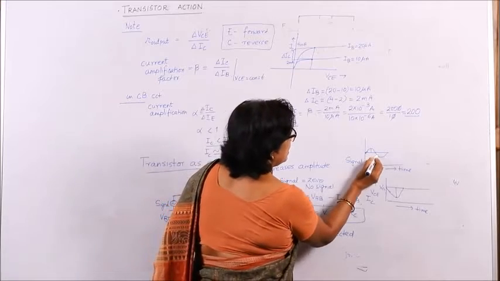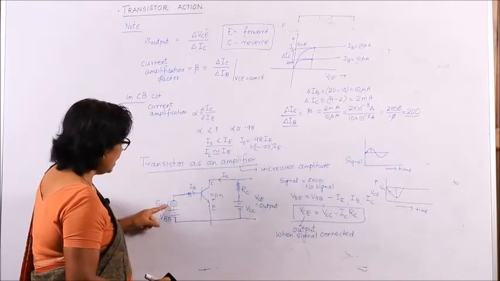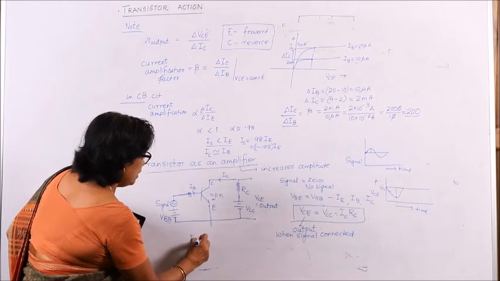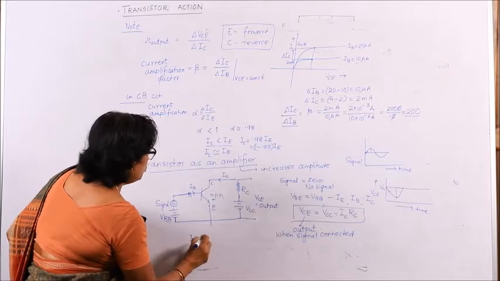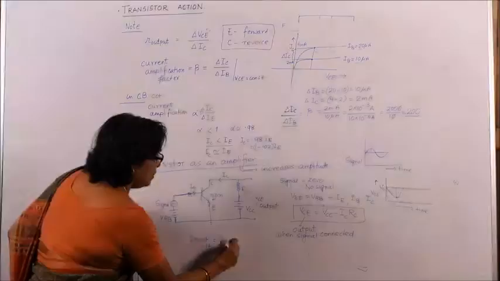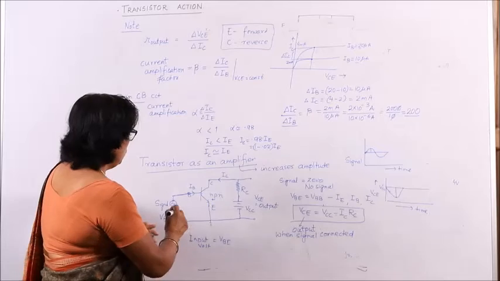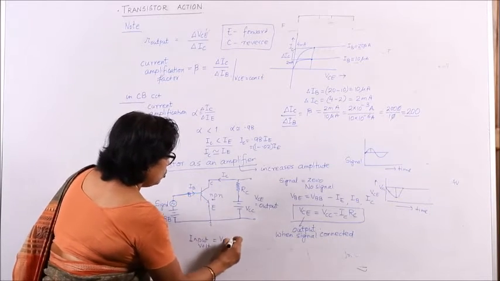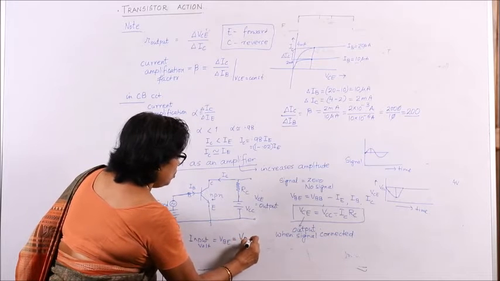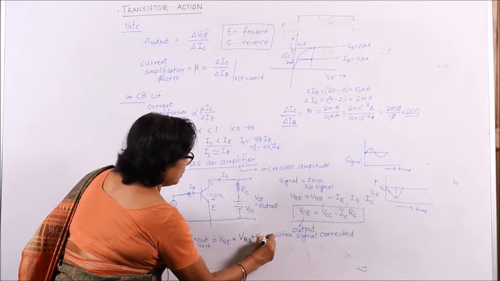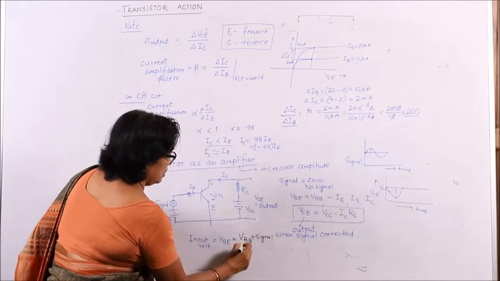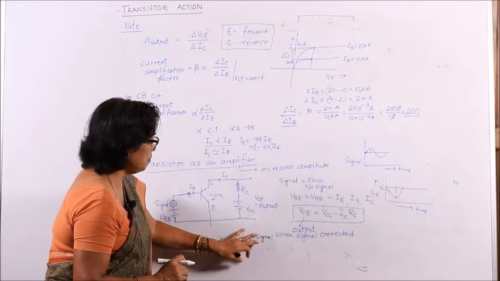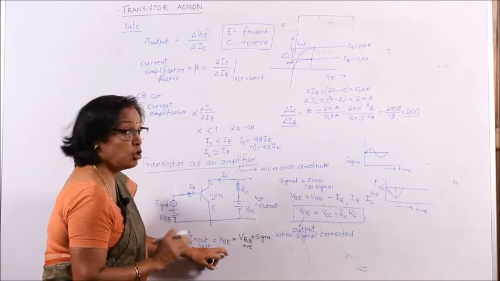Then when the signal goes negative, the input voltage is the voltage between base and emitter, which is equal to VBB plus this signal. This is always positive. If the signal goes negative, it is positive minus some value, so this value decreases.